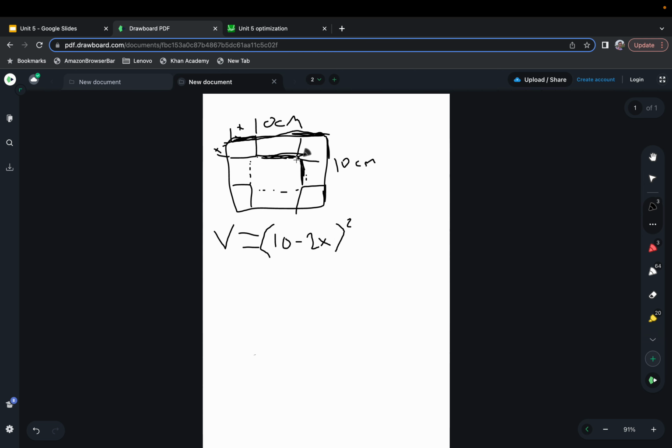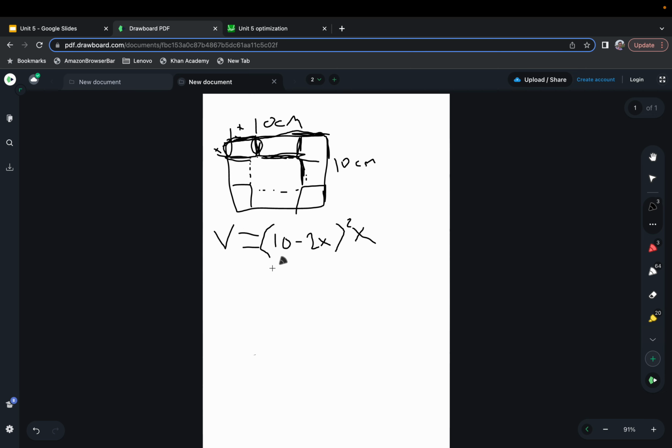Then our last measurement is going to be our height. If this would be a side of the box, all four of these are sides of the box once we fold them up. And that means this is going to be the height of the box. All of these are going to be the height of the box, which we've already established. This is the same as this, which is x. So now we have a full formula. Volume equals 10 minus 2x squared times x.